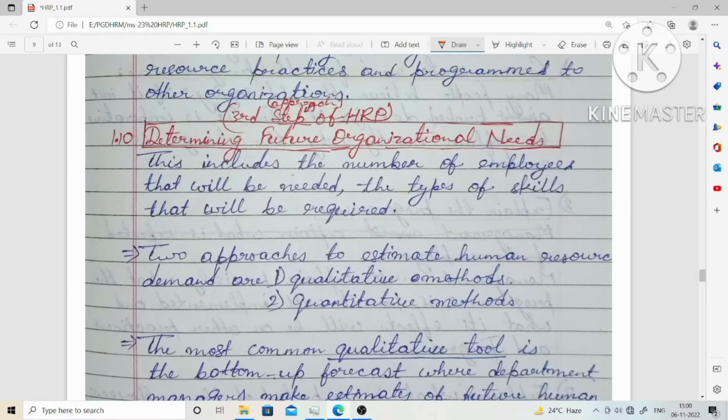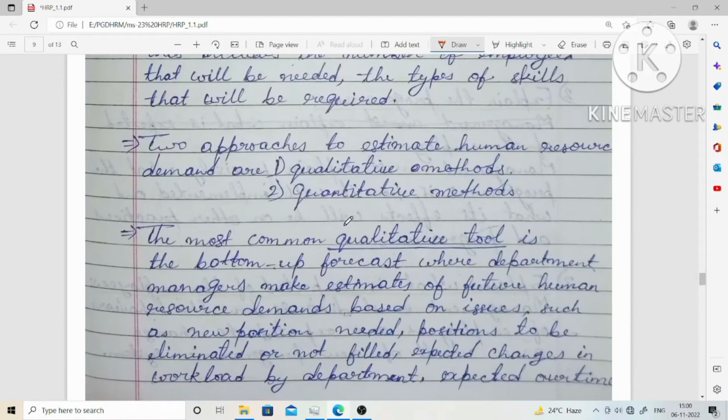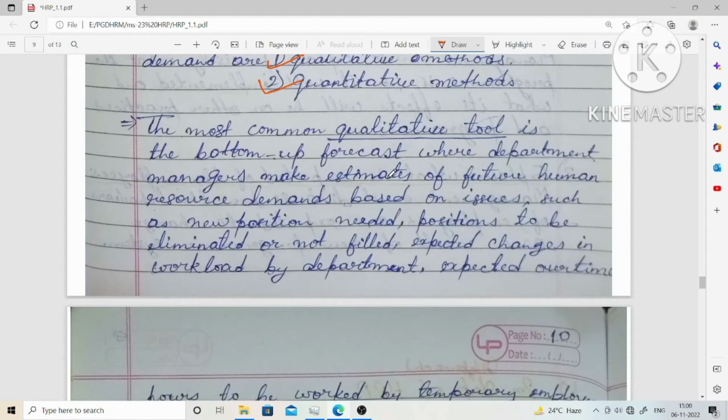There are two approaches to estimate human resource demand. The first given here is the qualitative method and the second is the quantitative method. The most common qualitative tool is the bottom up forecast. From the bottom we start.